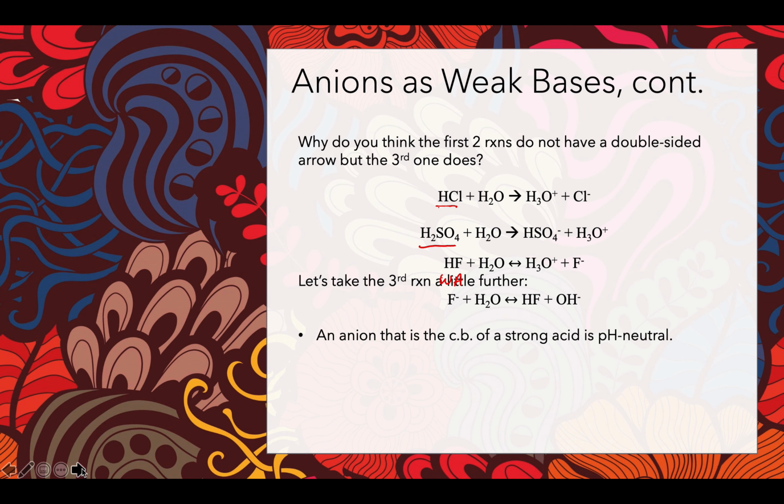So here are a couple of rules that you need to memorize. The anion that is the conjugate base of a strong acid is pH neutral. In other words, this chlorine here, this HSO4 over here, both of these would be neutral in the solution. But the anion that is the conjugate base of a weak acid is itself a weak base. So what we have here with this fluorine, when it is by itself, is actually a weak base.